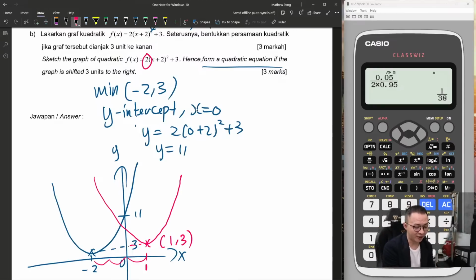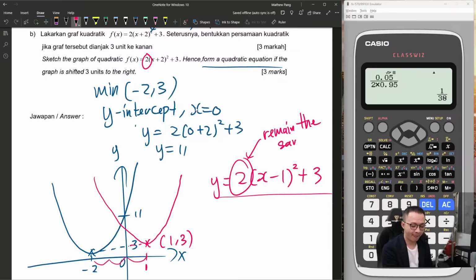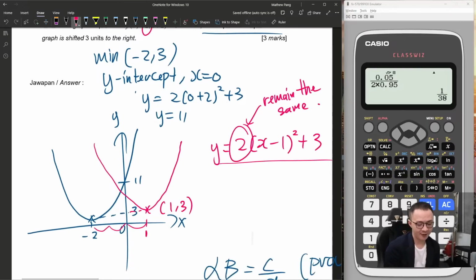So my new quadratic equation, I don't want to use f(x), I just use y, should be y = a(x minus 1) squared plus 3. Okay, my y-intercept definitely has changed already, right? It's slightly lower, it's 5, right? Yeah, but it doesn't matter. Because they asked me to form this quadratic equation, I just did. Remember, whenever you shift left and right or up and down, this value always remains the same. Okay, then we're done.